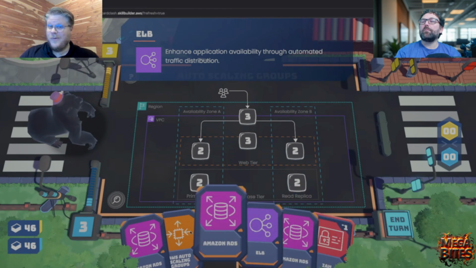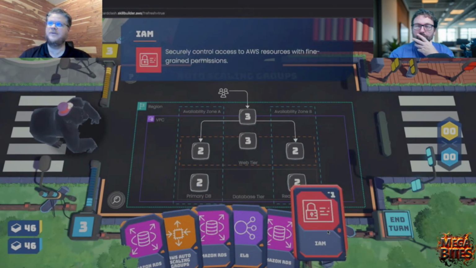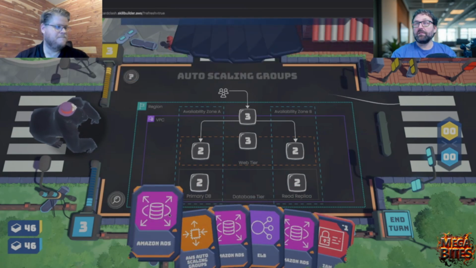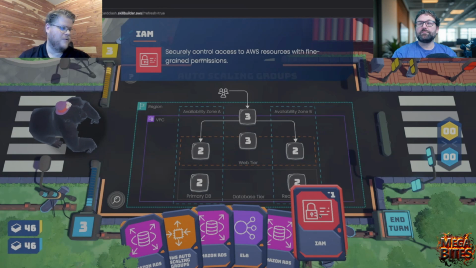There's one other thing that can happen here. She could steal our resources, Miss Gorilla, if we don't secure them. So we have an IAM card, right? What's that? And we can steal hers as well. That's right. So security is not something that you can avoid, but you can see that would take a 4th energy.